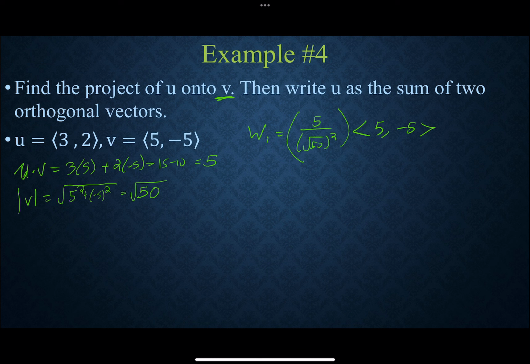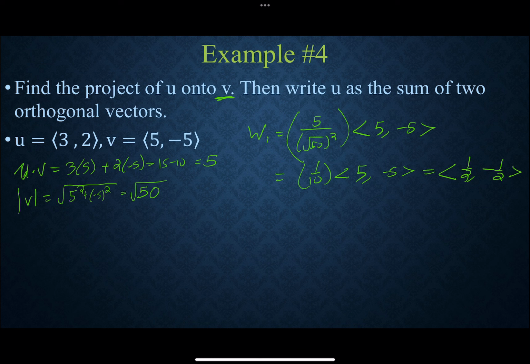So again, whatever is being projected onto, that's also the vector that's multiplying outside of all that. So we go ahead and get 50, the square root of 50 squared is just 50. 5 over 50 is 1/10. So it's 1/10 times the 5, negative 5, which gives us 1/2 comma negative 1/2. So that's our vector projection.